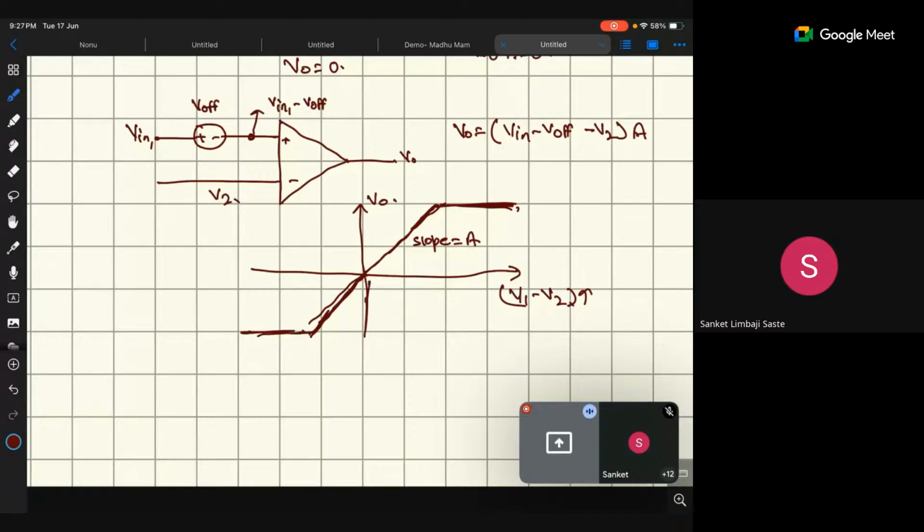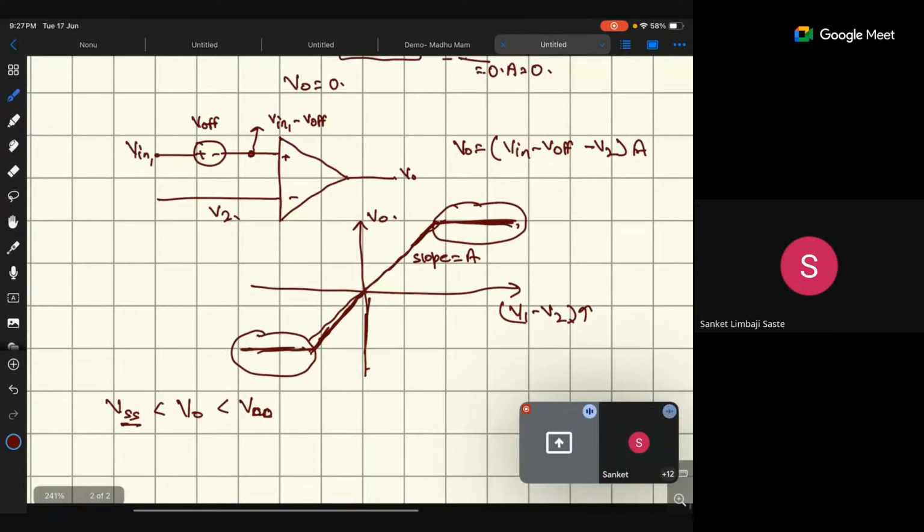Okay, so this is my characteristic. Now the thing is, why is it constant? VDD and VSS. Basically, the condition is that my output voltage always lies between VCC or VDD and VSS. It never goes beyond that.